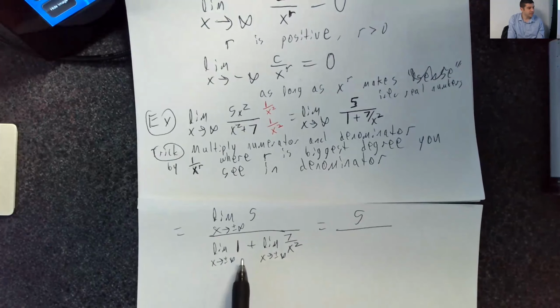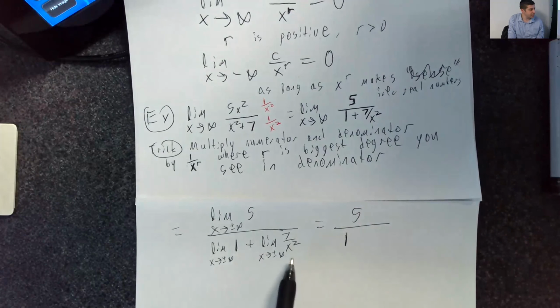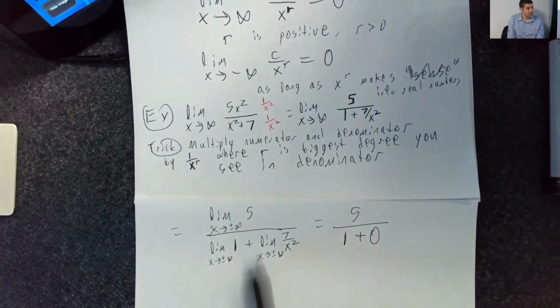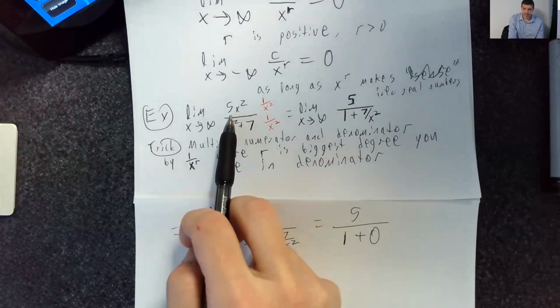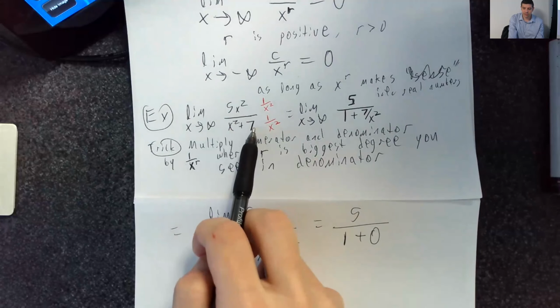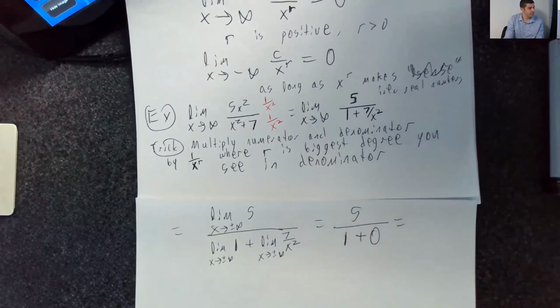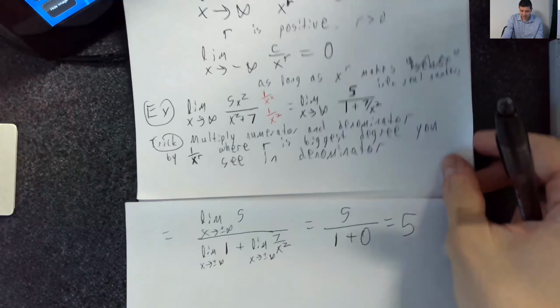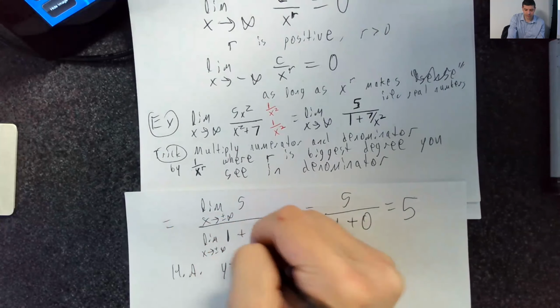What's the limit of 1? 1. Now here's where we're using our trick. What's the limit of 7 over x squared? 0. You see that? The biggest things, which were the 5, stayed, and the 1 on the bottom stayed. The 7, which was too small compared to the rest, became 0. So what's the final answer? The limit is 5. In terms of the horizontal asymptote, y equals 5.